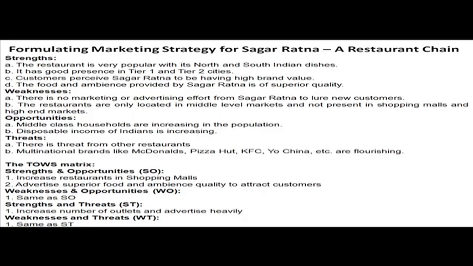So, this is what we have studied in a nutshell. We have discussed strengths and weaknesses, opportunities and threats, which make up the SWOT analysis, and then we have done the TOWS matrix, which brings out the strategies that should be implemented to take care of the weaknesses and threats of the company and take advantage of the strengths and opportunities and grow substantially.